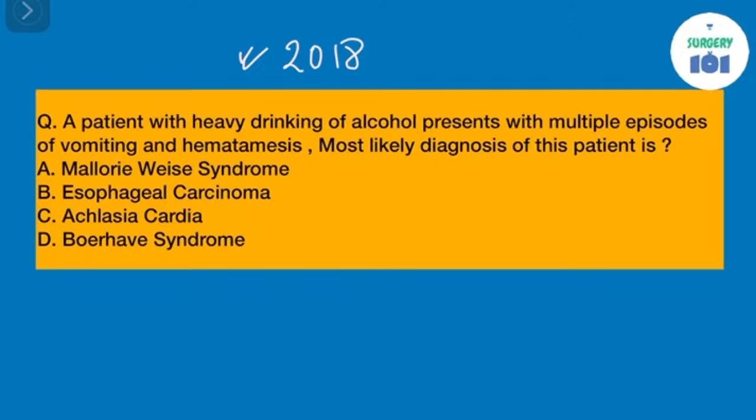A patient with heavy drinking of alcohol presents to you with multiple episodes of vomiting and hematemesis. What is the most likely diagnosis of this particular patient? Is the patient suffering from Mallory-Weiss syndrome, esophageal carcinoma, achalasia cardia, or Boerhaave syndrome? What do you think, guys? What is the answer over here? If you tell me that this is a patient who is suffering from Mallory-Weiss syndrome, you are absolutely correct.